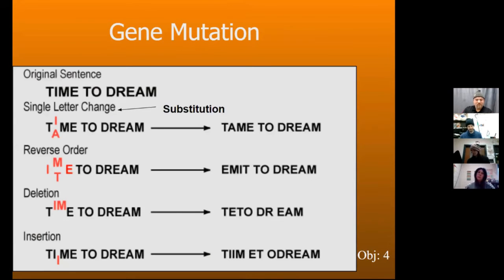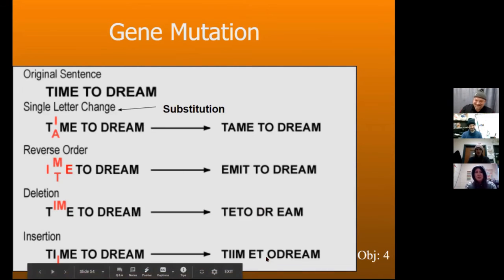All right, so we can use this in spelling, if you think about it. So we take an original sentence, time to dream, and we change one letter in the word time. We change the I to an A. So essentially we're substituting, and all of a sudden we have tame to dream. So not quite the same as time to dream. We could also switch things around and do things in reverse order. Emit to dream. Inspirational. Emit to dream. I just try so hard.